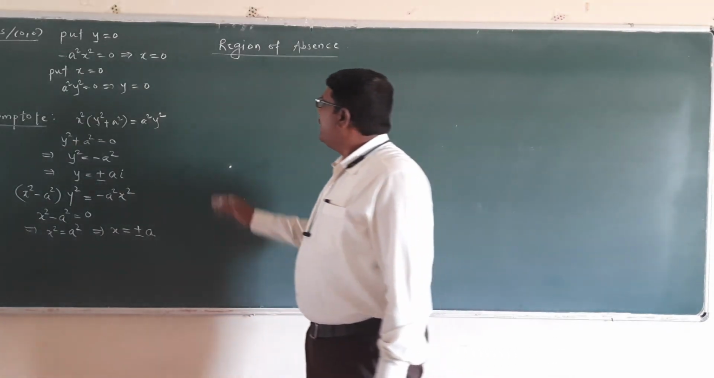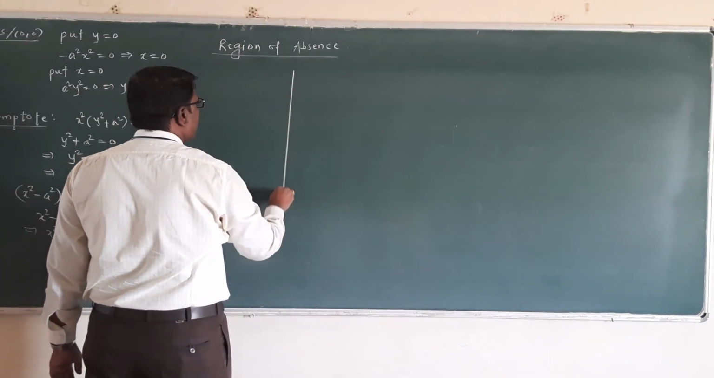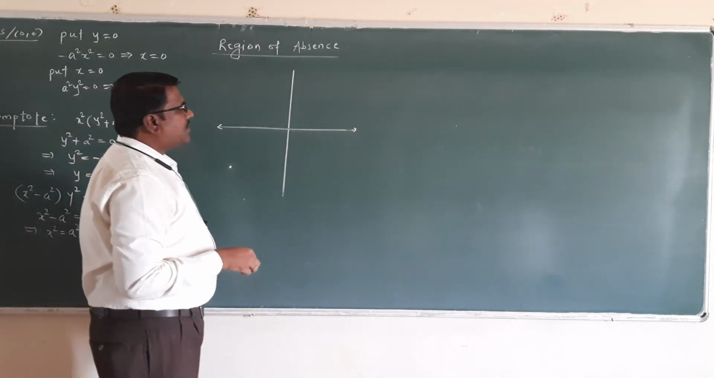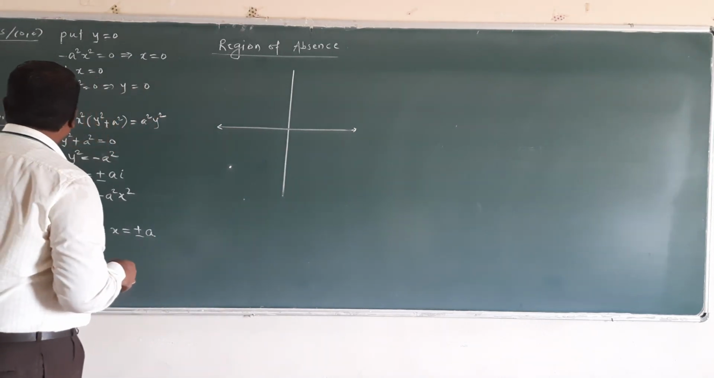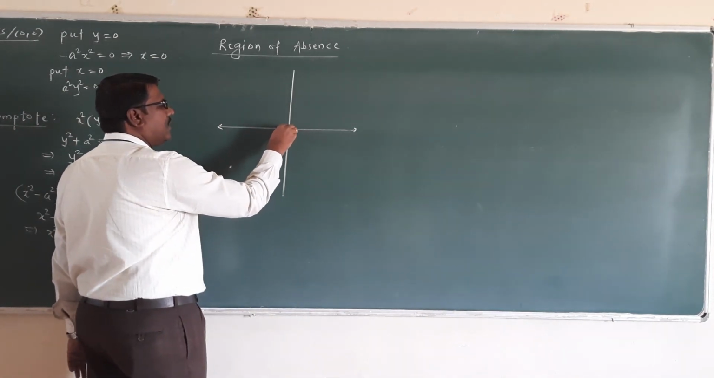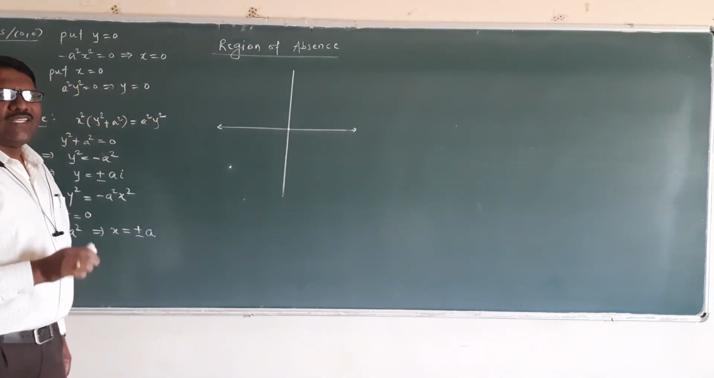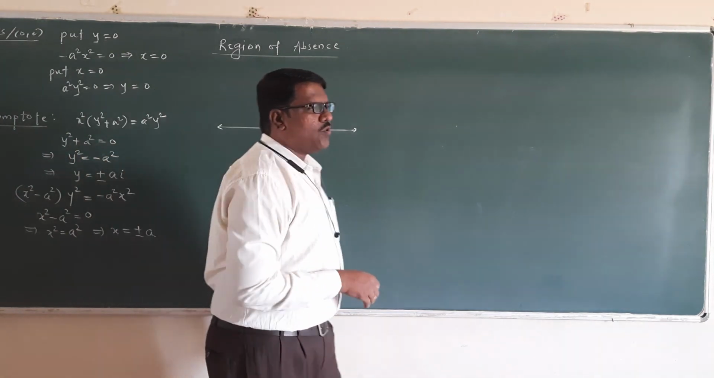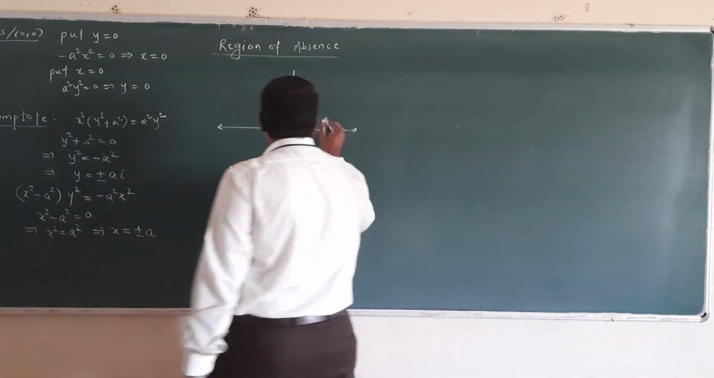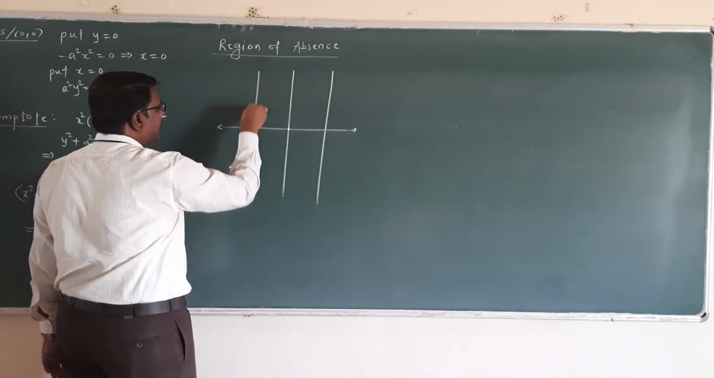Now we will see the region of absence. For region of absence, I will draw the x-axis and y-axis. What are the steps? Plot the points of intersections. Here the points of intersections are only origin, because for the given curve there is no point other than origin. The second step is, if asymptotes are present, then the asymptote itself is one of the partitions. So here there are two asymptotes, x is equal to a and x is equal to minus a.